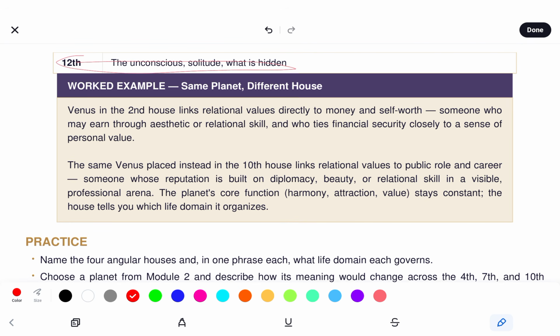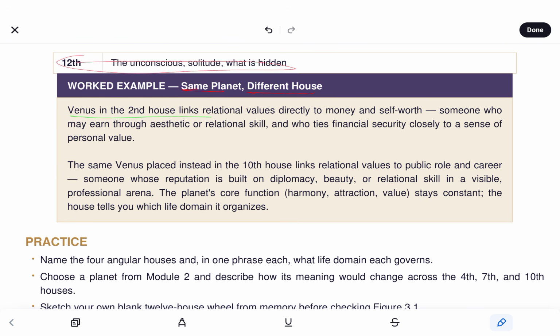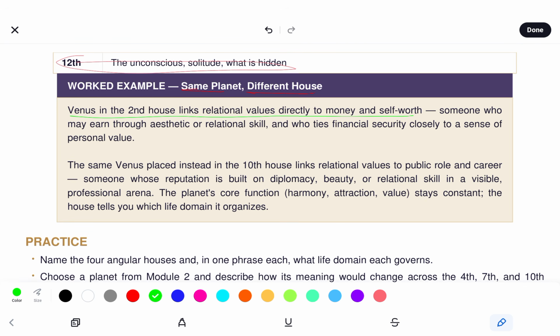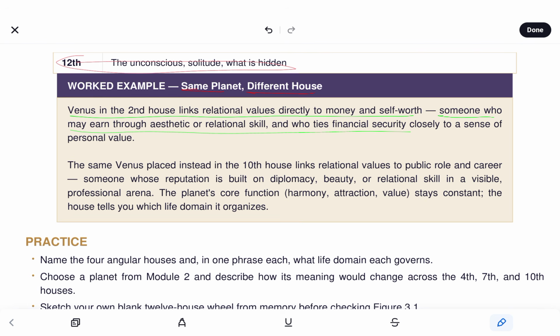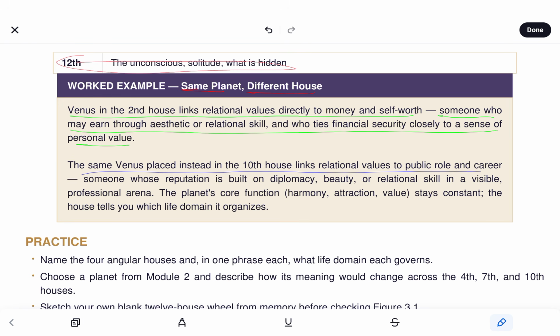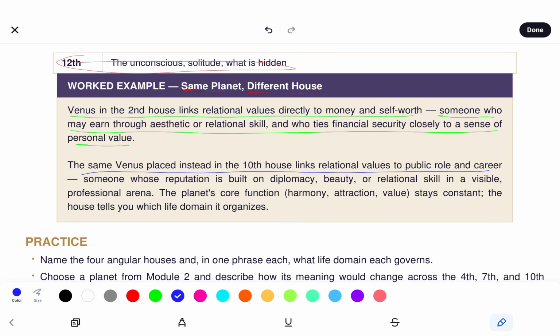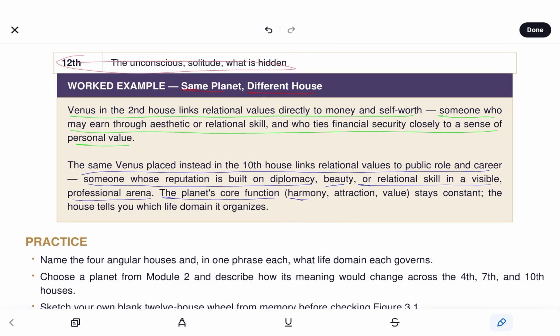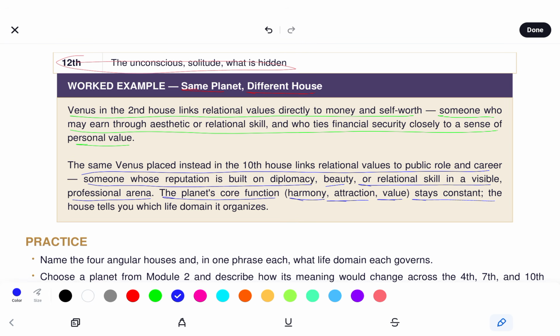So this worked example, same planet, different house. Venus in the 2nd house links relational values directly to money and self-worth, someone who may earn through an aesthetic or relational skill, and who ties financial security closely to a sense of personal value. The same Venus placed instead in the 10th house links relational values to public role and career, someone whose reputation is built on diplomacy, beauty, or relational skill in a visible professional arena. The planet's core function, being harmony, attraction, and value, stays constant, and the house tells you which life domain it organizes.